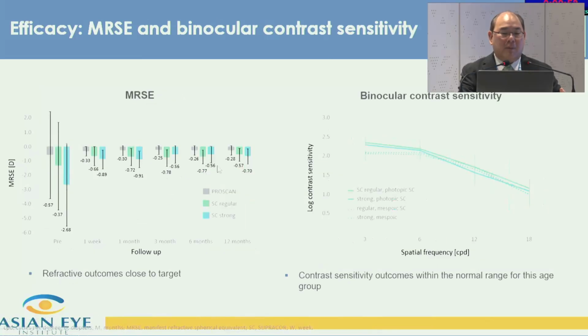In terms of MRSE, the target is minus 0.5 to minus 0.75. At 12 months, the Supracore Strong is a little more myopic because of the added steepness, but 0.7 versus 0.5 in the Supracore Regular. So we are on target in terms of refractive outcomes.